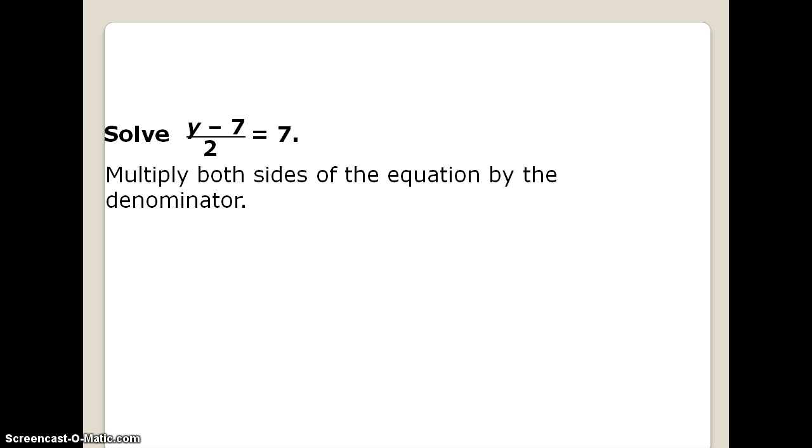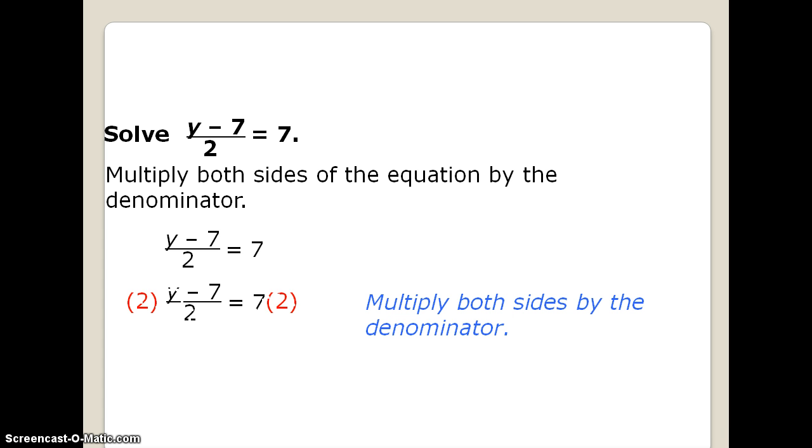This is a little bit more unique. Again, read it to yourself before you begin. Solve y minus 7 divided by 2 equals 7. So the first thing that's happening to the variable is that 7 is subtracted from it. Then it's divided by 2. So we still work backwards, and we would get rid of the 2 first this time. So what does that look like? We multiply both sides by 2.